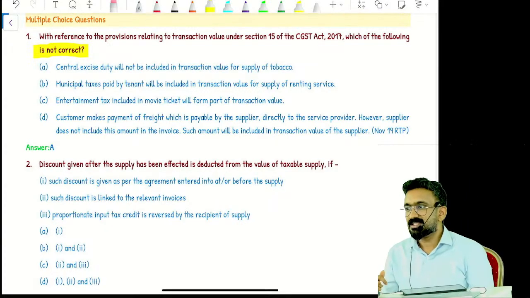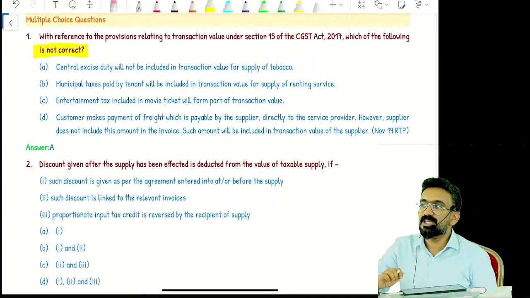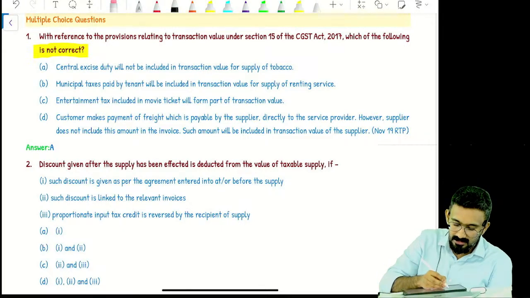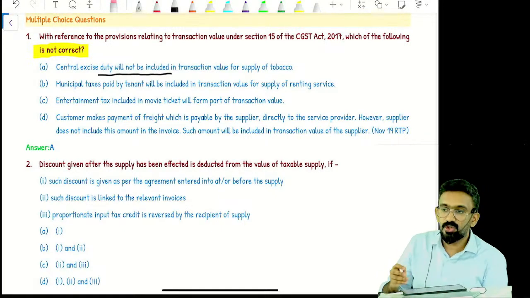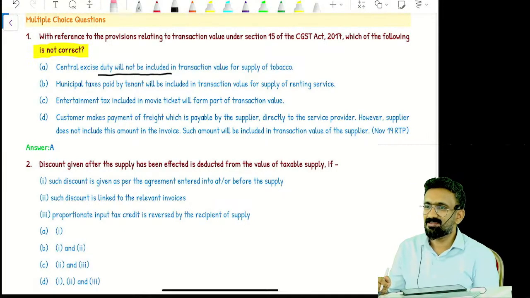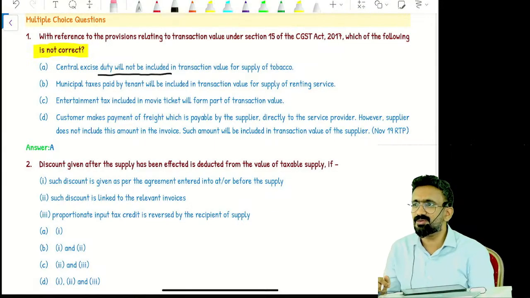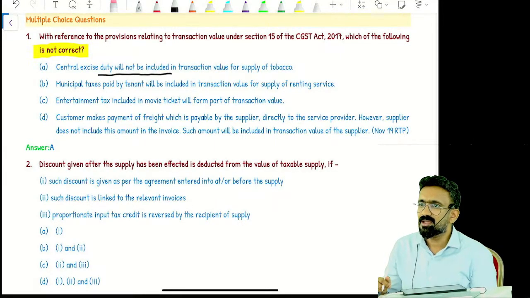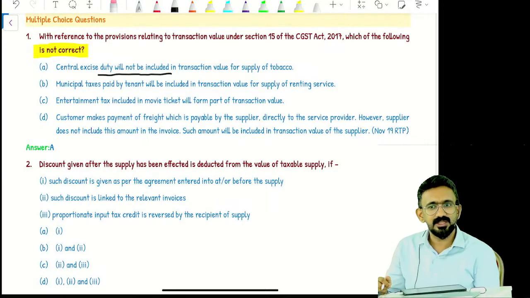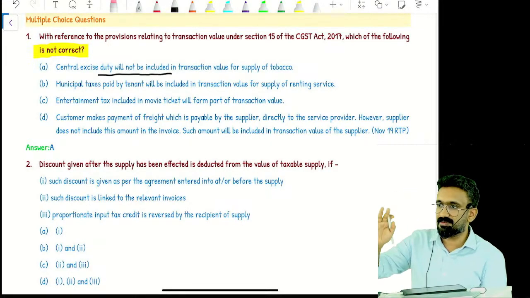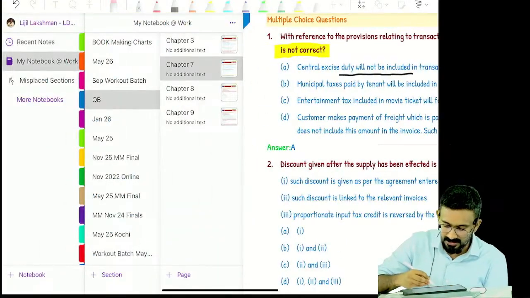First, central excise duty will not be included in transaction value for supply of tobacco. Correct or incorrect? Incorrect. Why? Not included, they mentioned. This is central excise duty. They include it also in the value of supply. The next question, will there be excise duty even today? Merged under GST? These are the questions that we should answer from. Let's go back to the topic and try to understand that.